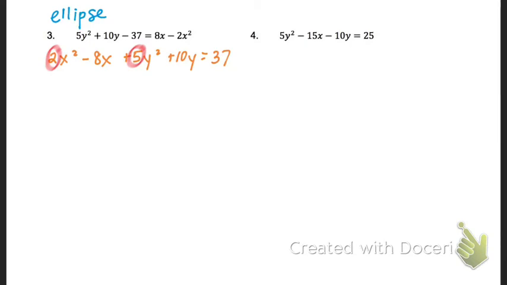Okay, so try completing the square. We're looking at the x's, looking at the y's, pull out the 2 and pull out the 5. But remember, when you're adding it to the right, you don't want to kill a puppy, so you multiply it by the 2, multiply it by the 5.